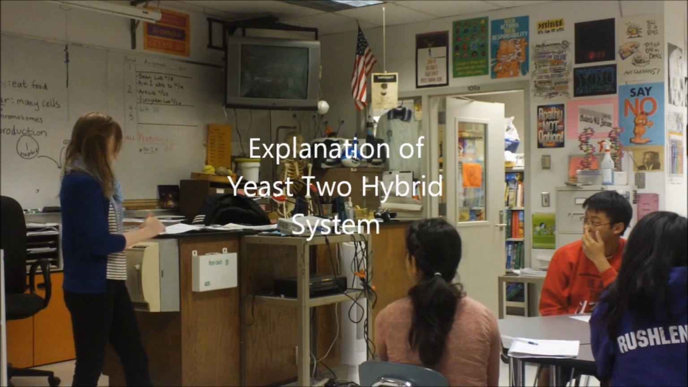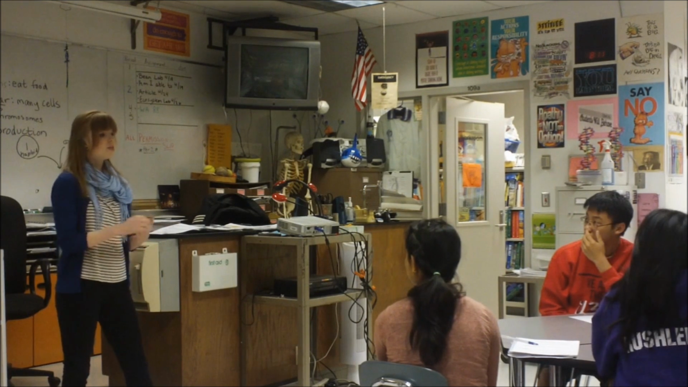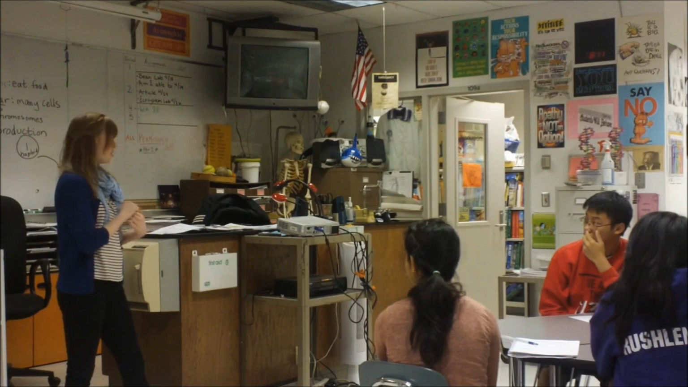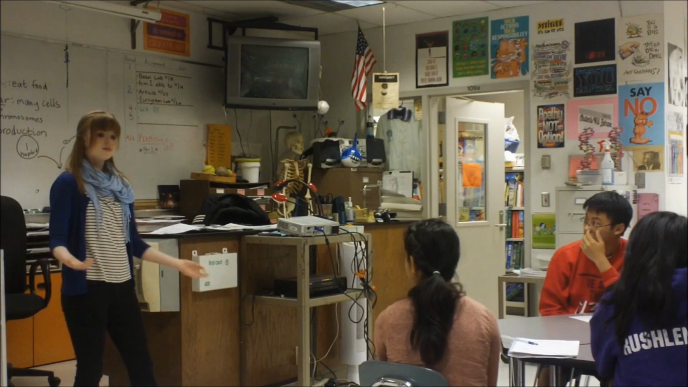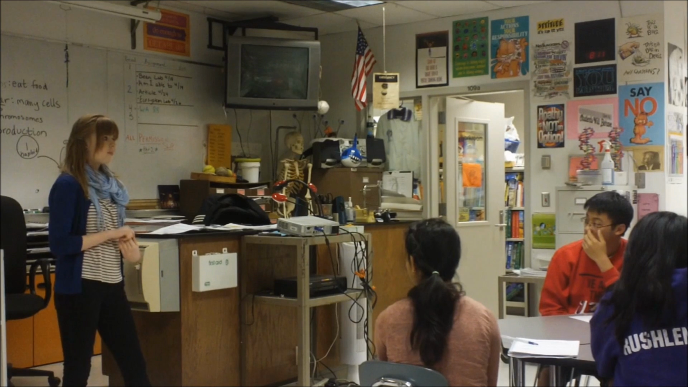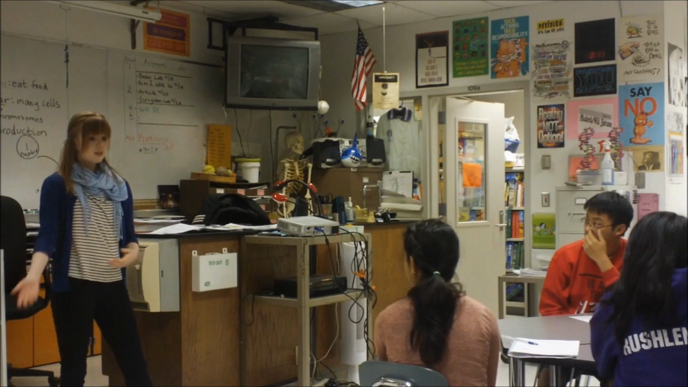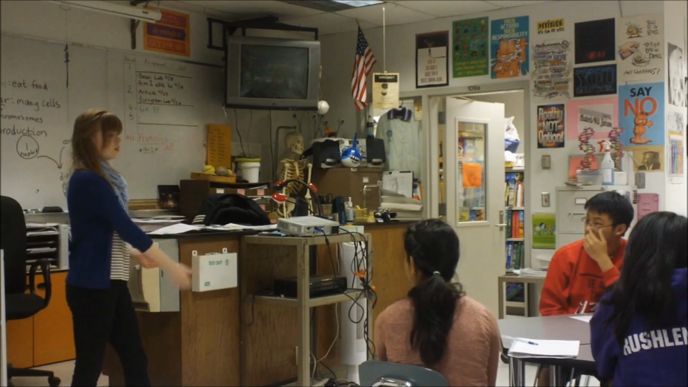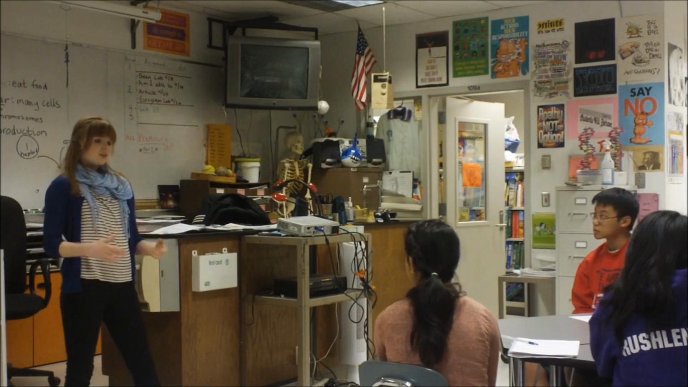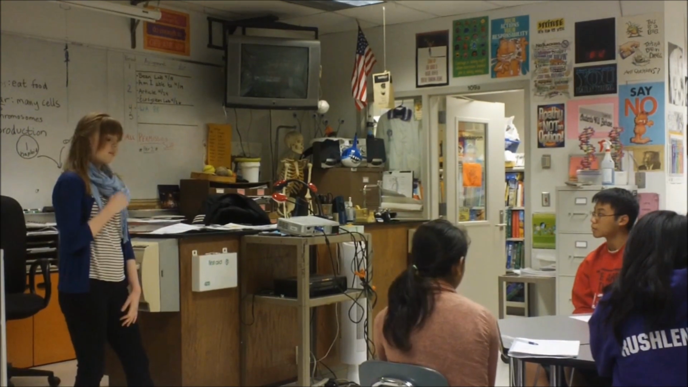So the yeast hybrid system, the basis of the system is that if 2 proteins interact together, then they will survive. And that's simple, right? So if they don't interact, then the yeast cell dies, but if they do interact, then the yeast cell lives. We create the plasmids, and then we transform them into yeast cells. And we put it into a medium.